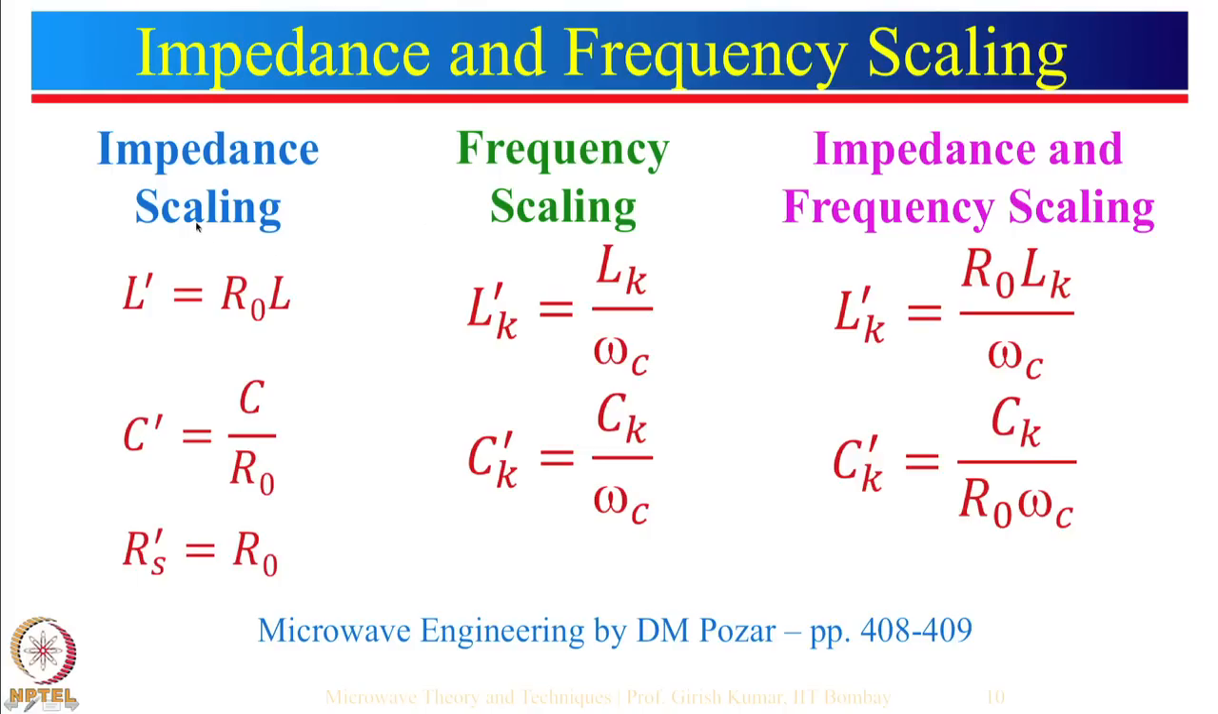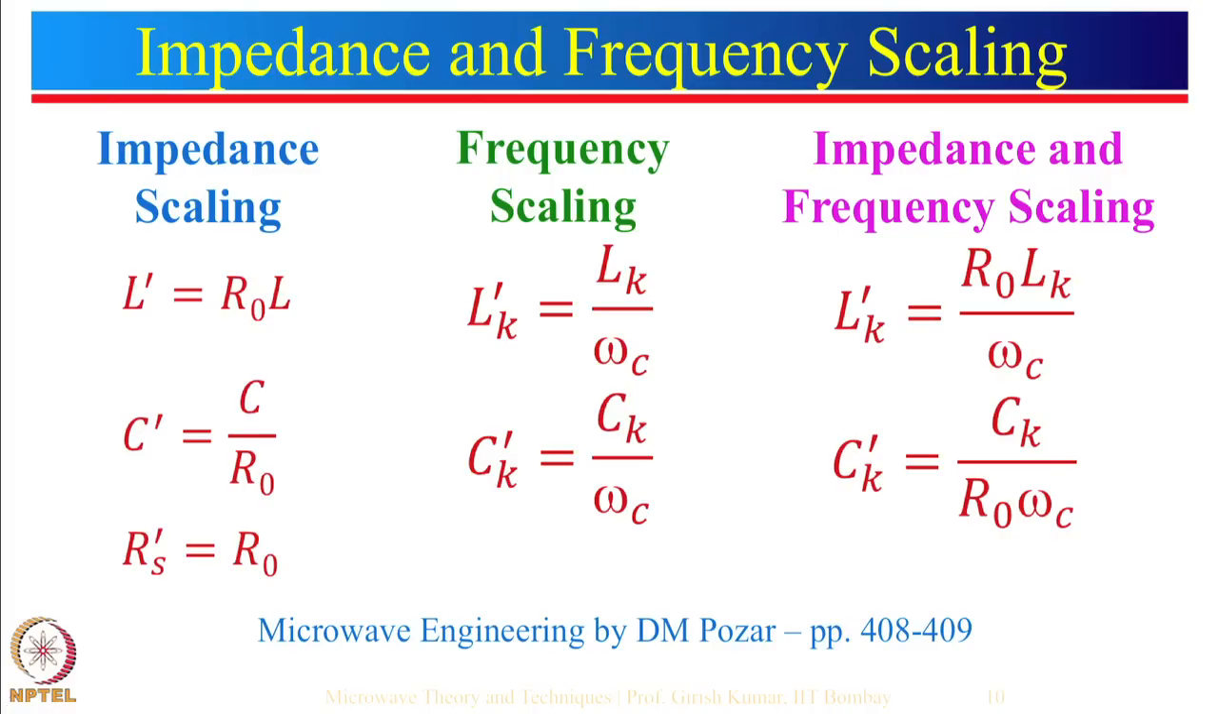So, ultimately we combine impedance as well as frequency scaling, and what we had seen that the G parameters which are given by LK or CK, we will see the example in a short while. So, those G parameters have to be modified for inductor and capacitor slightly differently. For case of G parameters which realize inductor, we have to multiply by R0 divide by omega c, whereas for the G parameters which will represent capacitance, those things have to be divided by R0 and omega c to realize the real capacitance.